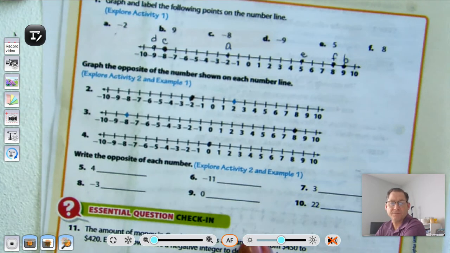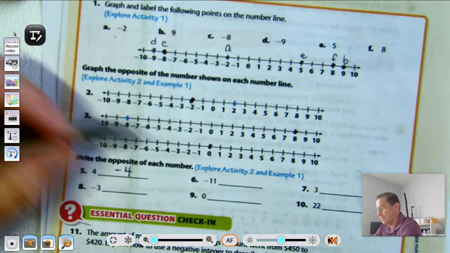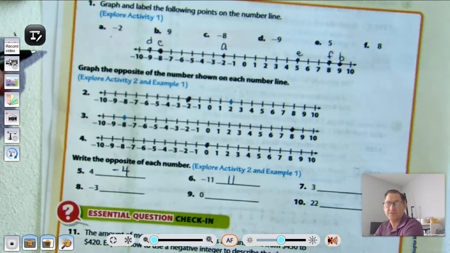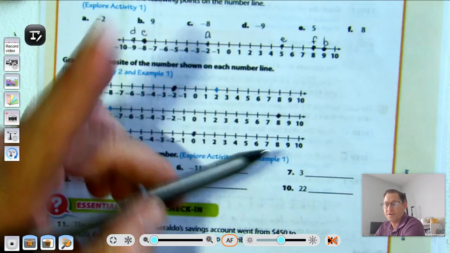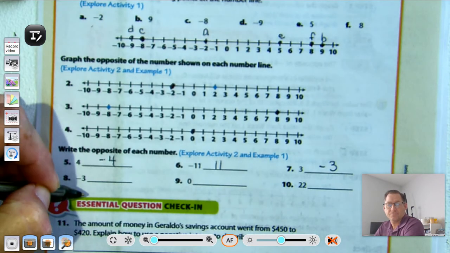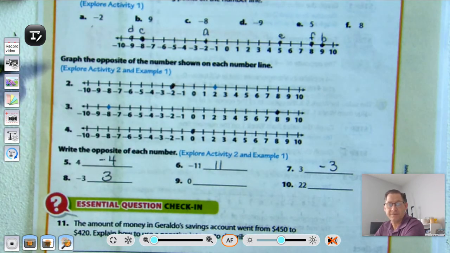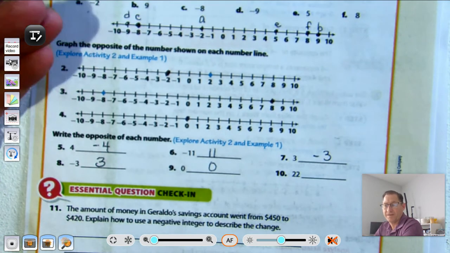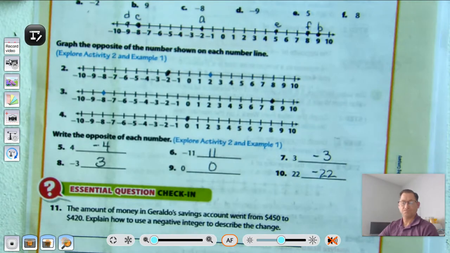All right, so let's just write the opposites of each number. 4 would be 4 units to the left of 0, negative 4. Negative 11 would be 11 units to the right of 0, so positive 11. Positive 3, its opposite would be 3 units to the left of 0, or negative 3. 8, okay, well, it's just opposite of 7, right? So positive 3 is the opposite of negative 3. 0, its opposite is 0. 22 would be the same thing, but 22 units to the left of 0, so negative 22.